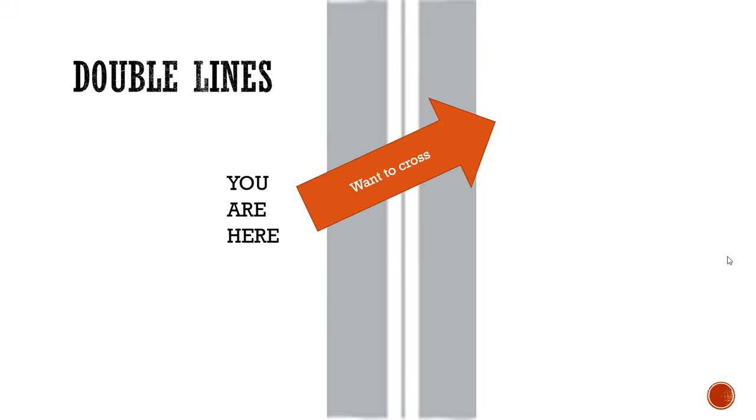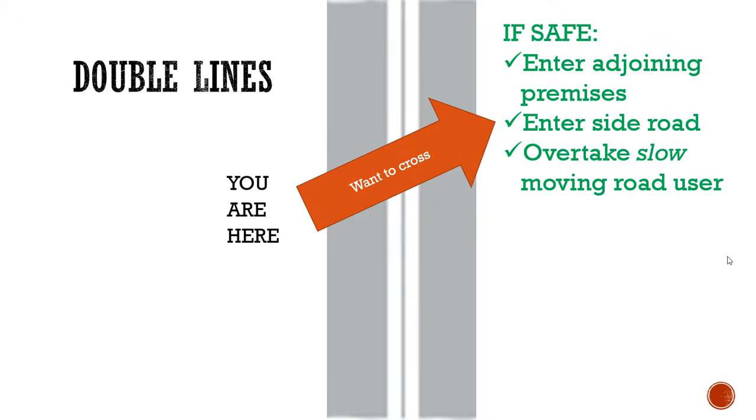So you've got a double line, and you'll notice that the line on your side, so if we imagine that you are here, the line on your side is solid. You cannot cross that whenever you like for any reason. There are specific restrictions. If you want to cross this line, you can do it if it's safe to enter what we call adjoining premises. So, for example, if there's a house on the other side of the street and you're turning across there to go into that house, that is permitted, but you want to do it very carefully. To enter a side road, so if there's a road coming off that and you have to turn there, that's permitted, but you've got to be very careful.